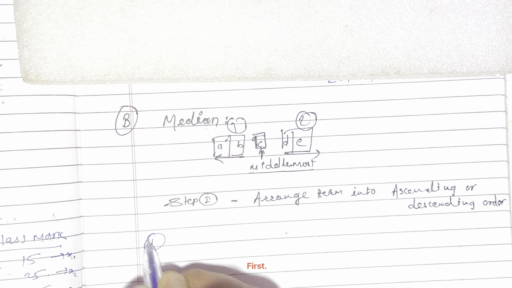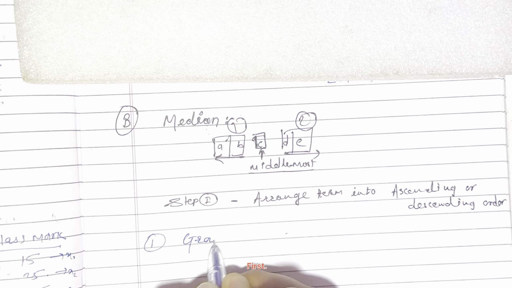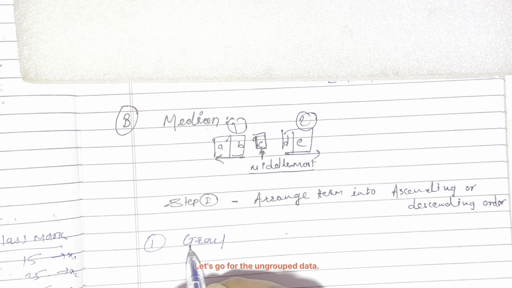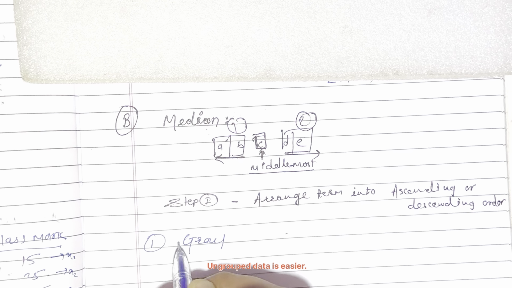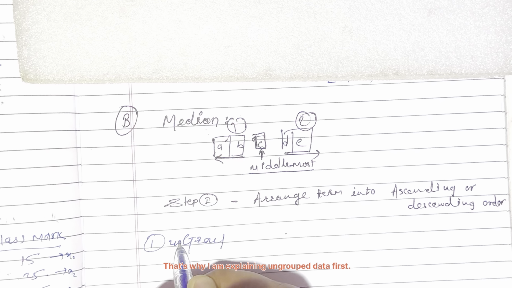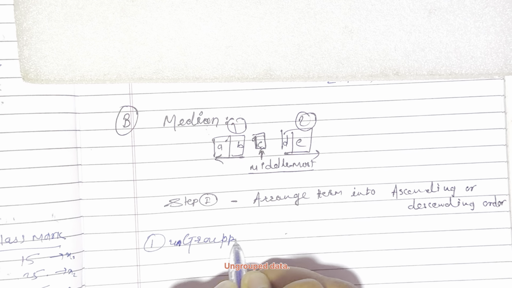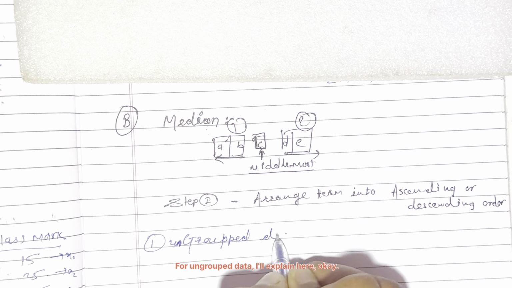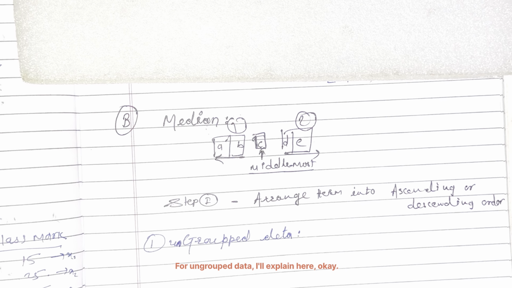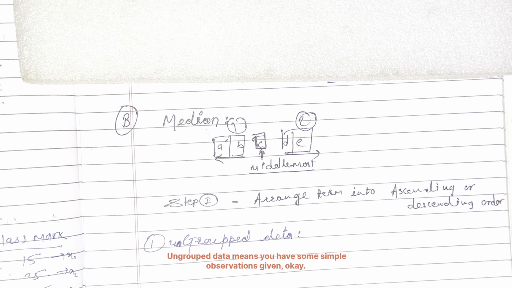First let's go for ungrouped data. Ungrouped data is easier, that's why I'm explaining it first, then we go for grouped. Ungrouped data means you have some simple observations given, and you have to deal with these simple observations.